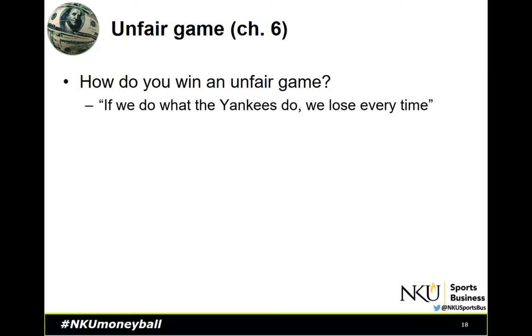So how do you win in an unfair game? Well, there's the quote here that explains it pretty well. If we do what the Yankees do, we're going to lose every time, right? The game's unfair. The Yankees have an advantage. We've got to do something different than the Yankees if we're going to try and win at this game.